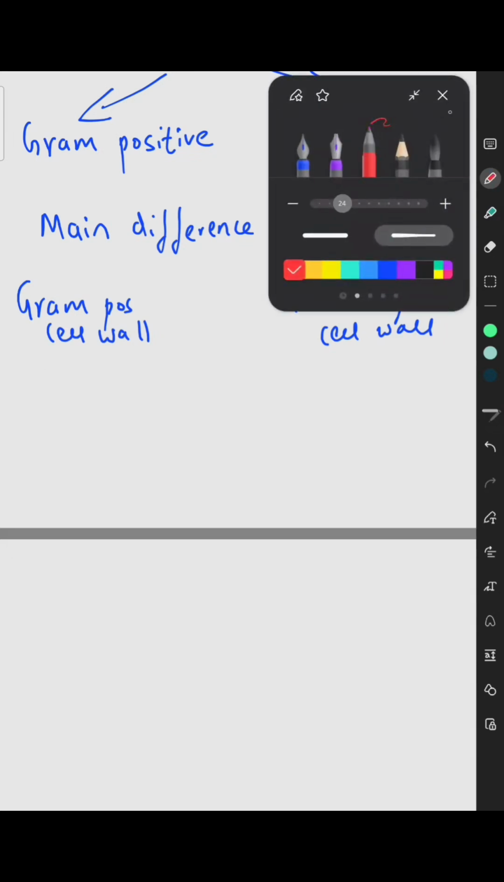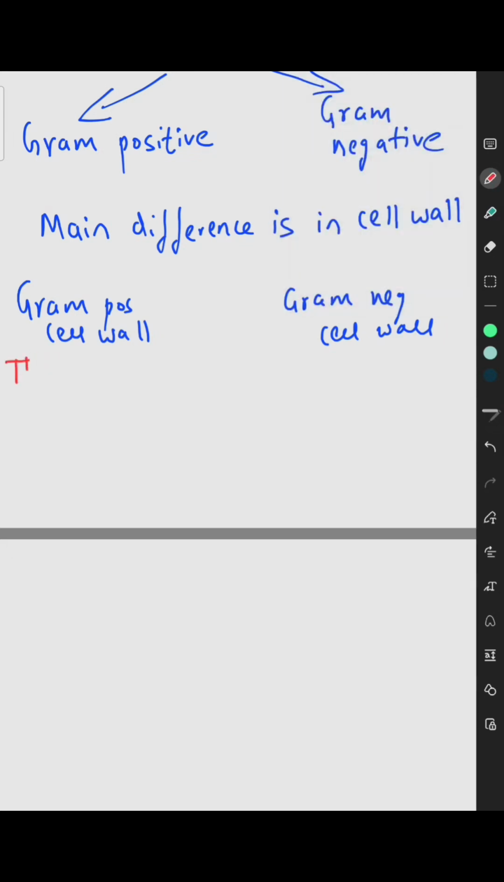So now the cell wall has a thicker peptidoglycan layer basically, which will help to retain the dye more strongly. That's why the gram positive bacteria appear purple, and the gram negative bacteria have a thinner peptidoglycan layer, so they retain the dye less strongly, therefore they are more pink in color. This is a very important difference.